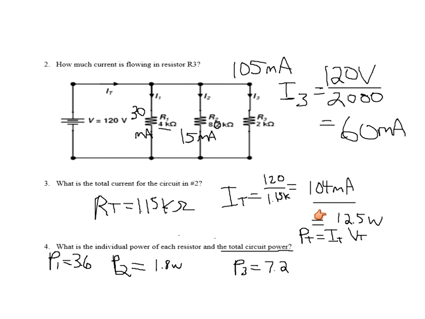Keeping in mind that the current for R2 was an estimate. 3.6 plus 1.8 plus 7.2. How about that? I got 12.6 watts, so that's good. All right, there you go.